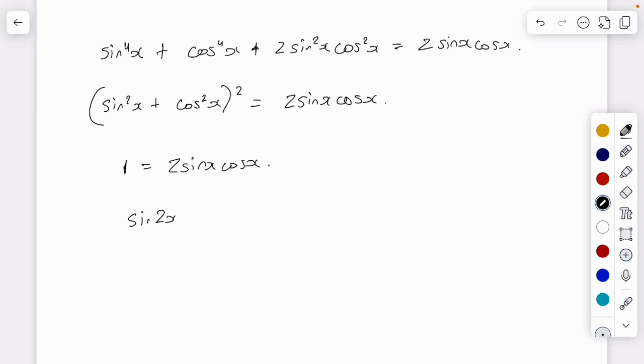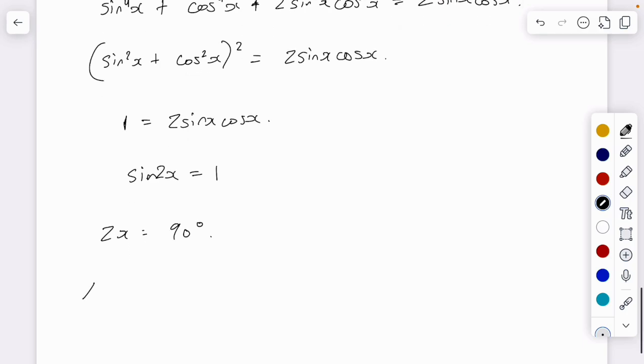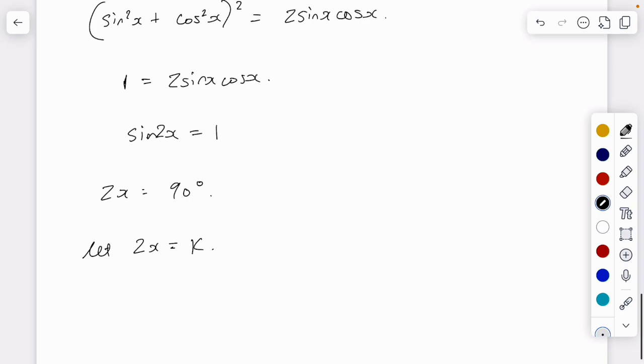sine 2x is equal to 1. Alright? Brilliant. So we've hit the first stage. So let's see what we got here. 2x is equal to arc sine of 1, which is going to equal 90 degrees. Now I'm going to say let 2x equal k, so we know then that k is just going to equal 90 degrees.